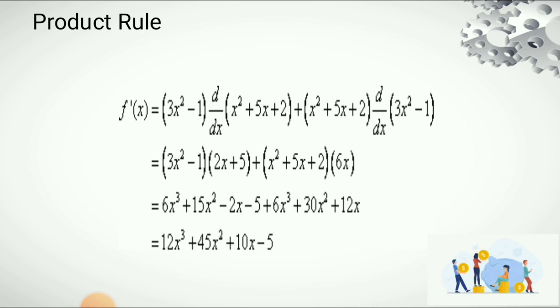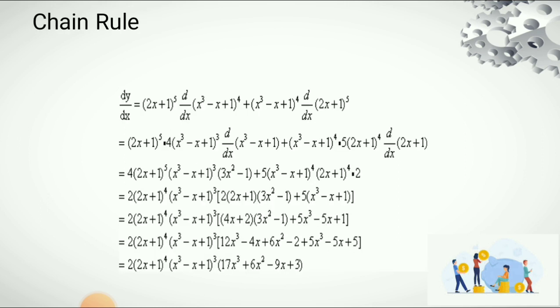Then simplify again, equals 6x cubed plus 15x squared minus 2x minus 5 plus 3x squared plus 30x, 6x cubed plus 30x squared plus 12x. And the final answer is 12x cubed plus 45x squared plus 10x minus 5.